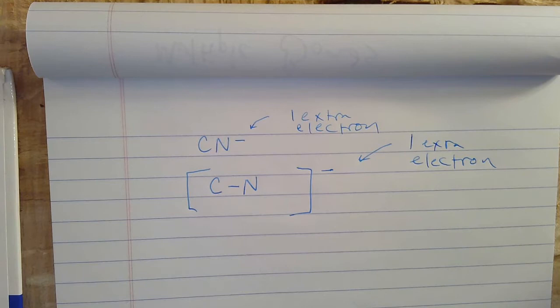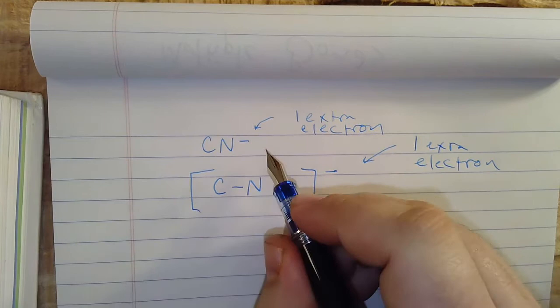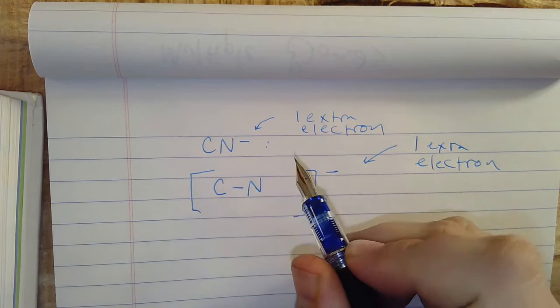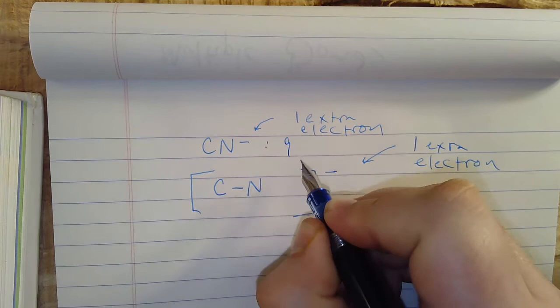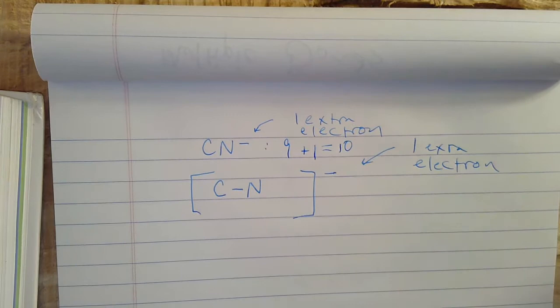Excuse me. Okay, if we look at this cyanide, we have four, and yes, this is a deadly poison. It's also very natural, very, very natural. Occurs in all sorts of places in nature. So carbon has four valence electrons, nitrogen has five, so we have nine plus one for our extra electron, giving us 10 electrons. So, how do we do this?